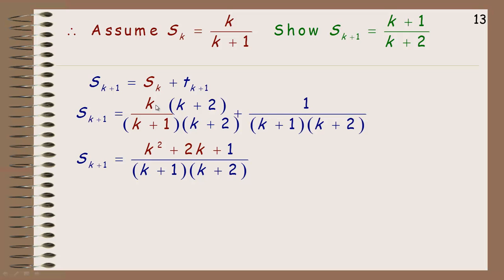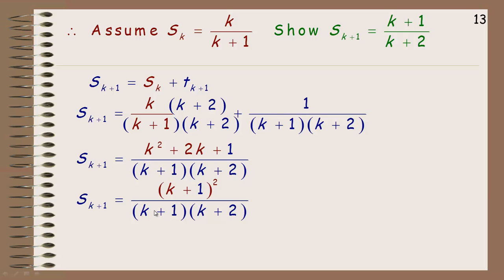Now I have a common denominator. Expanding the k in here, k times k is k squared, k times 2 is 2k, and of course plus this 1 here. Now, k squared plus 2k plus 1 factors into k plus 1 squared. What adds to 2 and multiplies to 1 are 1 and 1, so that's why it's k plus 1 and another k plus 1, or k plus 1 squared.